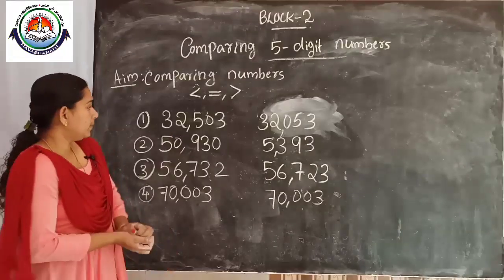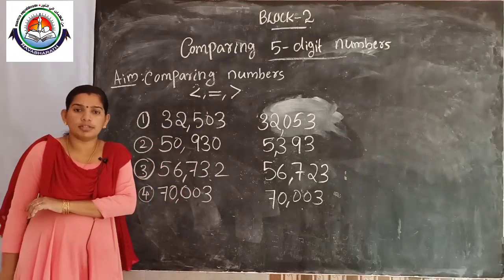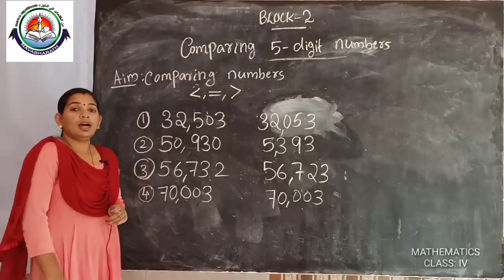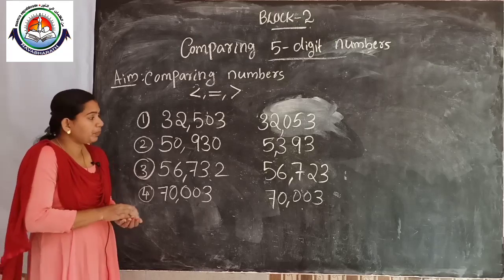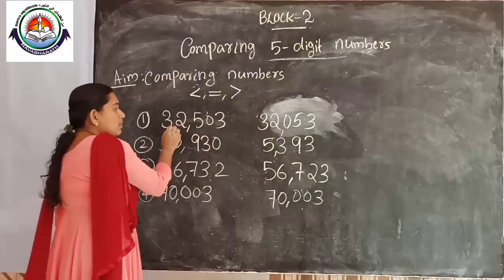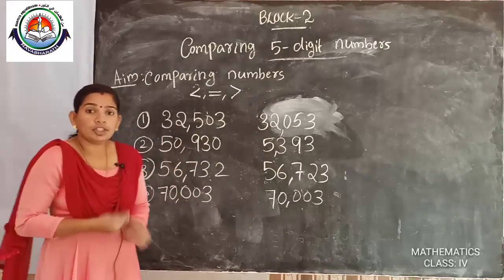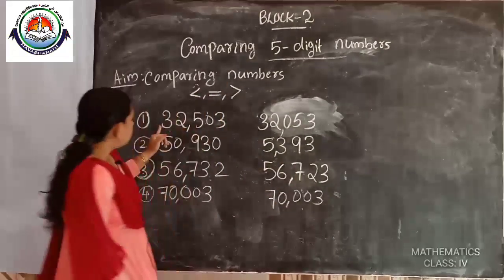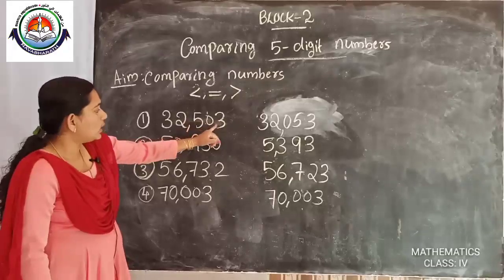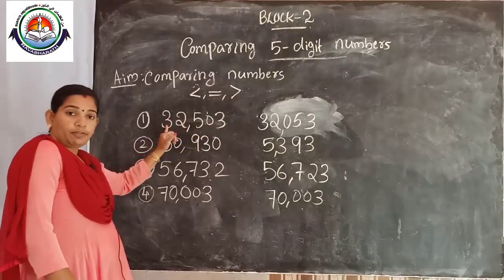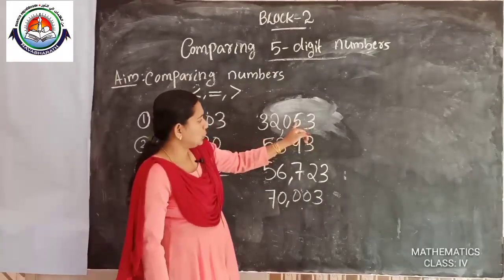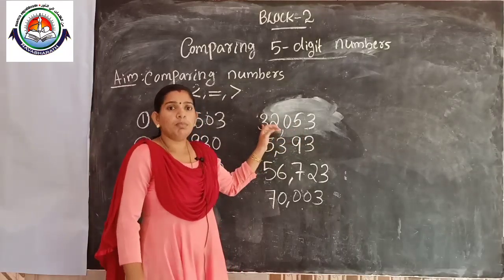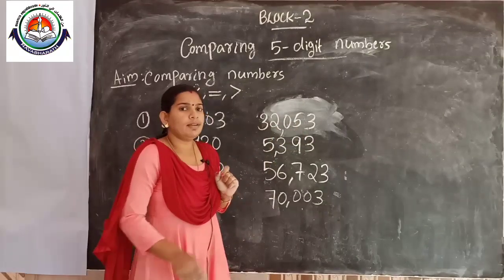Okay. Then I wrote here 4 questions. We will check how to compare the given numbers. Look here, first number. First we check how to compare the numbers by counting the number of digits. In this case 1, 2, 3, 4, 5. Here 5 digits. Here 1, 2, 3, 4, 5. Both have 5 digits.